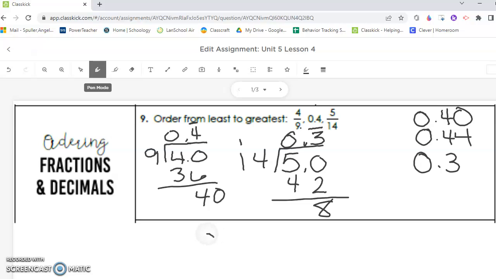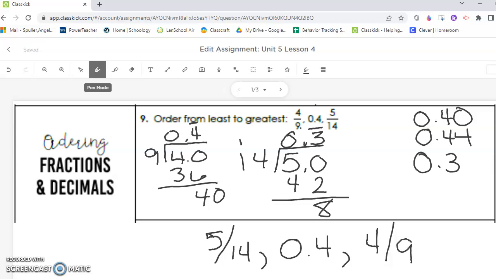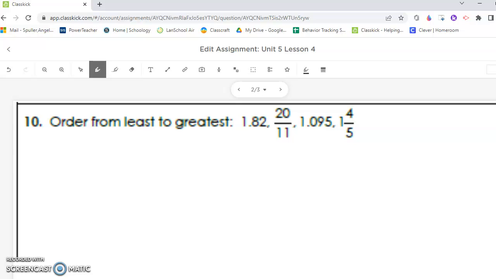So to put them in order, 5 14ths is the smallest. Then we have 0.4 next. And then 4 ninths is last, or the greatest. All right, let's try this one again.